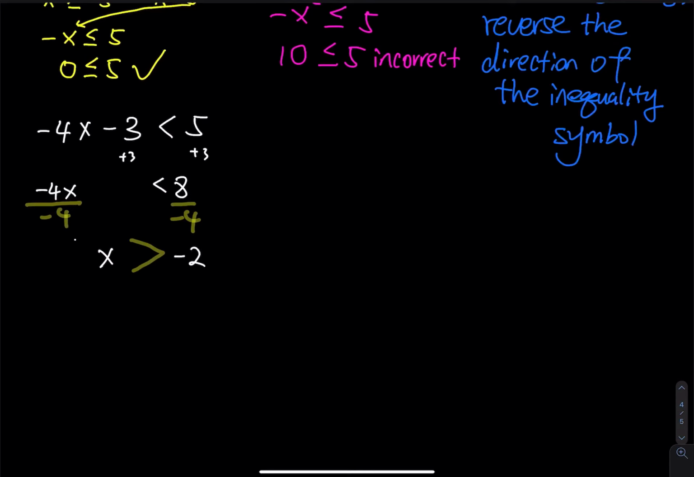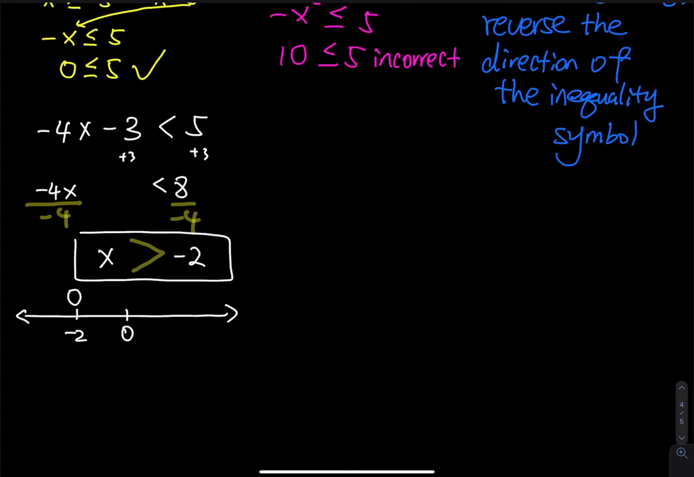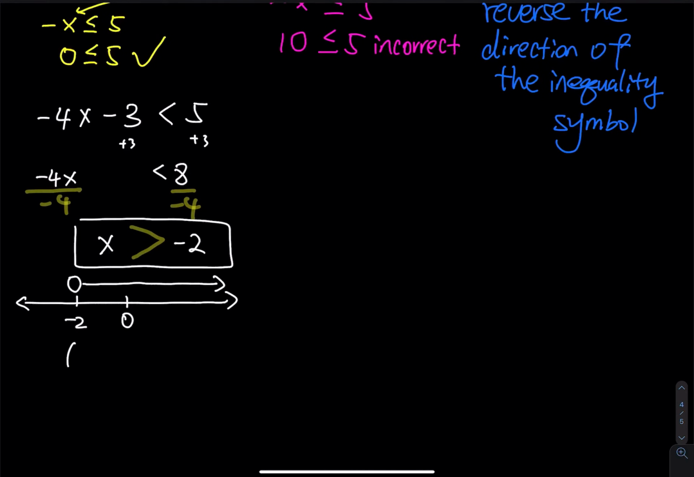So this is your solution set. All right, graph that. 0, negative 2 is right here, greater than. We don't use a solid circle because there is no equal. So this will be from negative 2 to positive infinity.